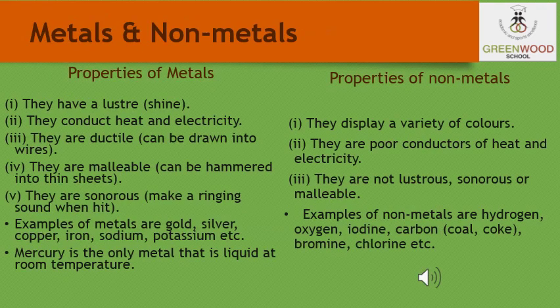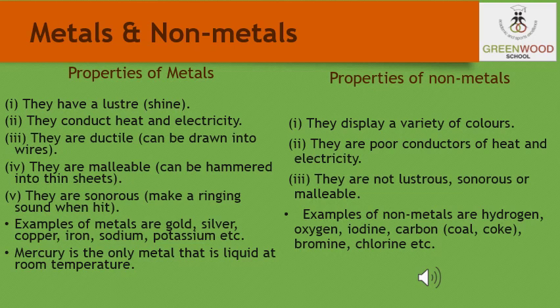Now students, let us discuss the basic difference between the metals and the non-metals. Let us discuss first the metals. So students, a metal is an element that is malleable, that means it can be hammered into thin sheets. Ductile, which can be drawn into wires. Sonorous, that can make a ringing sound when hit hard on the ground, and conduct heat and electricity. Metals generally are lustrous, that means they shine and have a silvery grey or golden yellow color. For example, gold, silver, copper, iron, sodium, potassium.